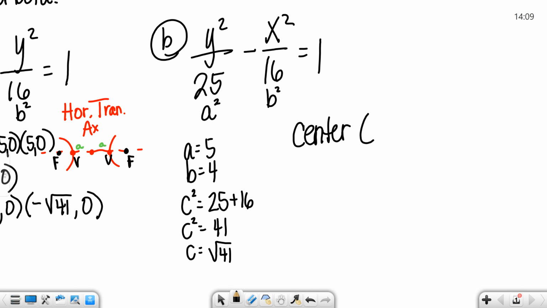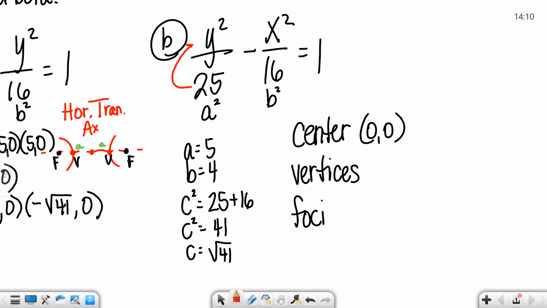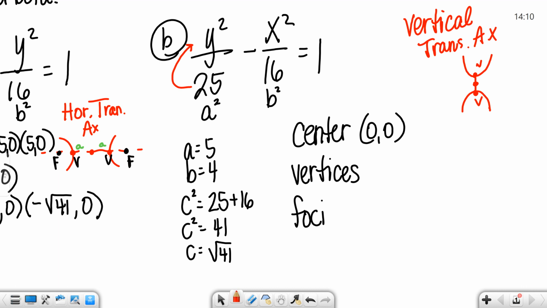It didn't ask for my center, but I do need to know it before I can answer my vertices and my foci. When I look at my equation, it appears that I do not have an h and k, so they are 0, 0. Before I can answer vertices, I need to look at where a squared is located. It is under the y squared. So this has a vertical transverse axis. So it's going to look something like this. So this would be a vertex, and then our center will be in there.